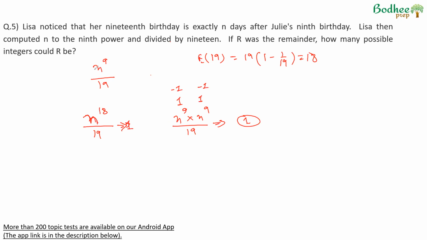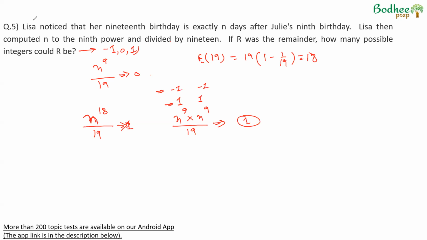The third case that is possible is when n is 19 itself, in which case the remainder will be 0, because 19 will not be co-prime with 19. As long as n is co-prime with 19, n^9 will either give a remainder of 1 or minus 1. If n is a multiple of 19, the remainder will be 0. So R can take three values: minus 1, 0 or 1. And that becomes my answer.